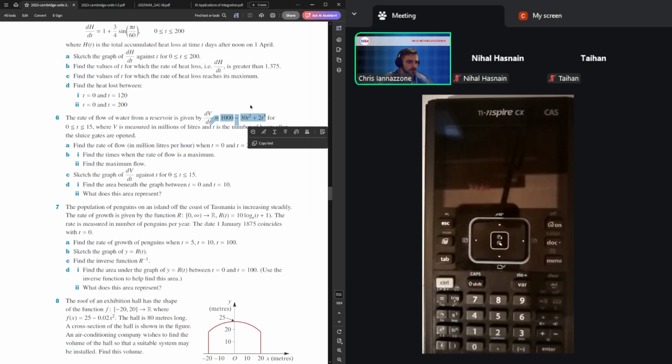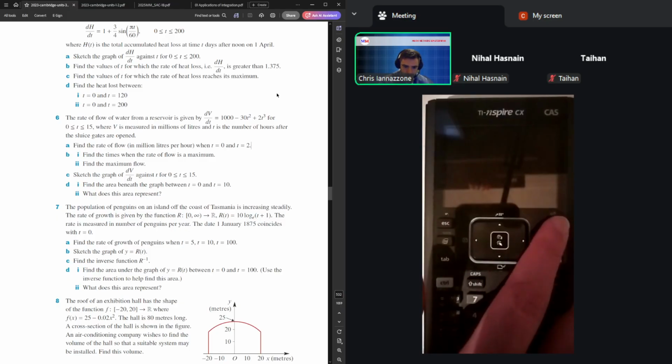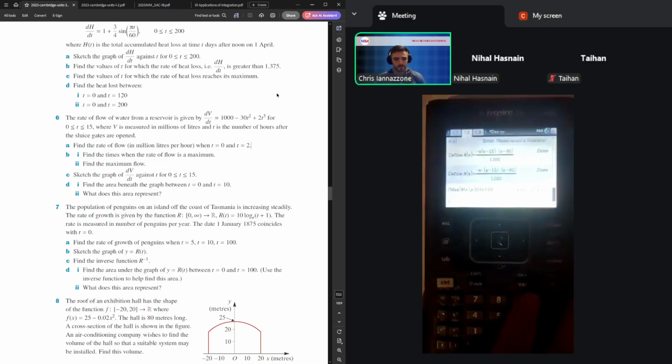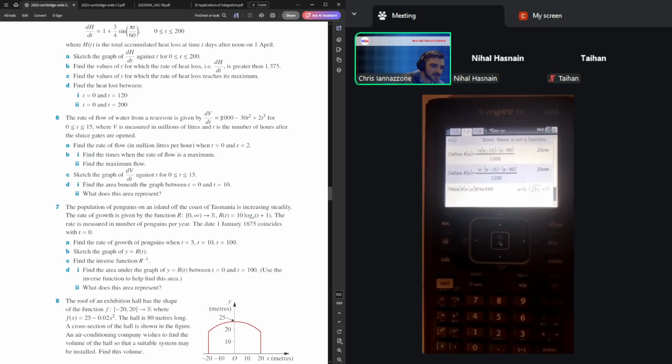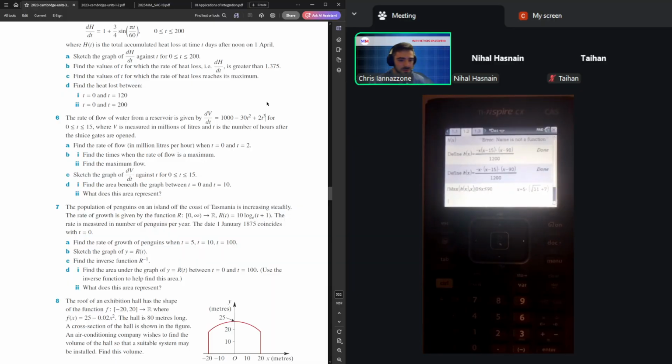Okay, rate of flow, dV dt. Firstly, find the rate of flow at t equals 0, t equals 2. Well, it already tells you rate of flow is this equation. So if you want to find the rate of flow when t equals 0 or t equals 2, what do you think we're going to be doing? We're just subbing it in. Yeah, just subbing in t equals 0, t equals 2. So that's going to get you 1,000 for t equals 0, and probably a bigger number for t equals 2.